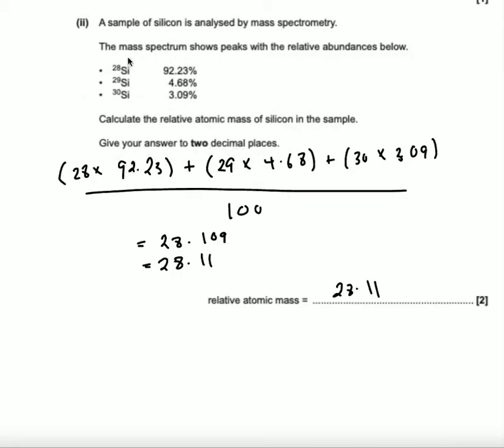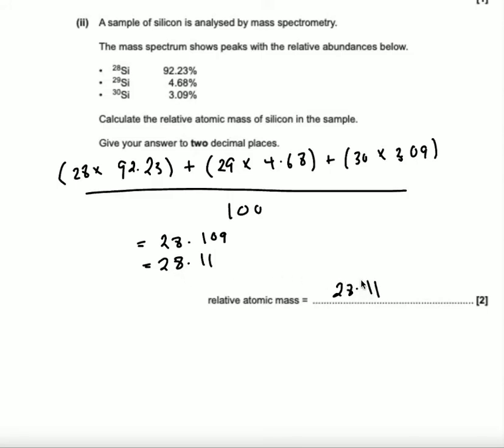So whenever it's a mass spectrum, we just multiply these numbers together and we add them to each other. So 28 times 92.23, plus 29 times 4.68, plus 30 multiplied by 3.09, we always divide by 100 and we get 28.109, 2 decimal places makes it 28.11, and that's our final answer.